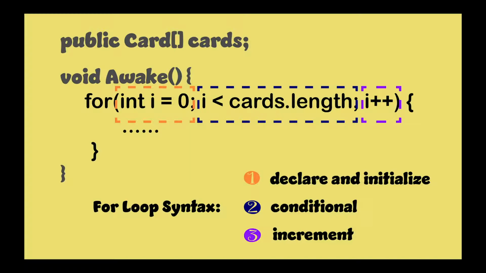Note, this is a semicolon, not a comma, that separates the different sections. Following the parentheses are the two braces and the body of the for loop. Due to its syntax, a for loop is very useful for loops that involve counting when the number of iterations is known.